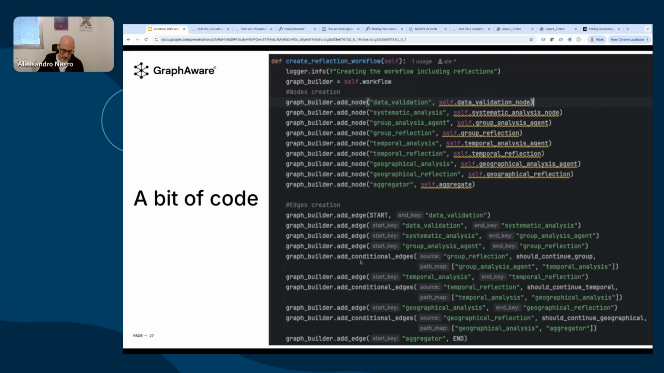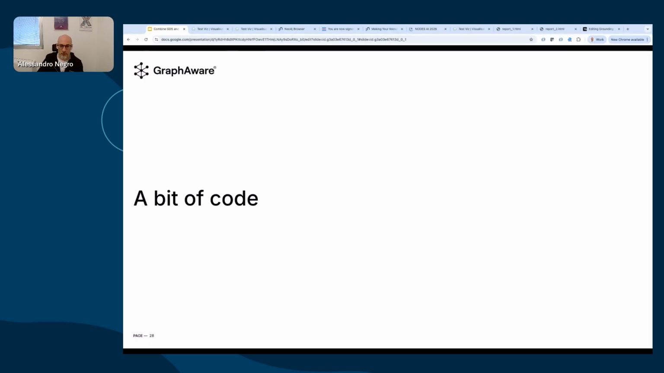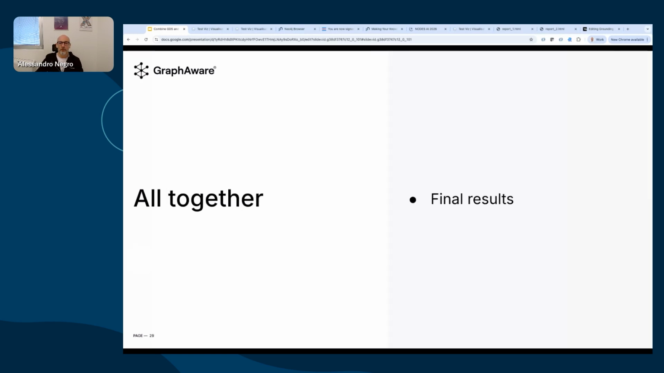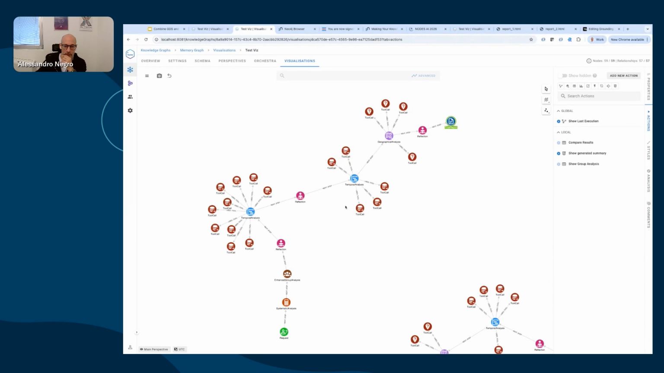What is interesting, and not available, of course, in Neo4j, is this conditional edge, where you can describe in which direction to go according to some criteria. In this case, our criteria was if we have to go to the next step or to come back to the previous one. So now, very quickly, I'd like to show you the final result.